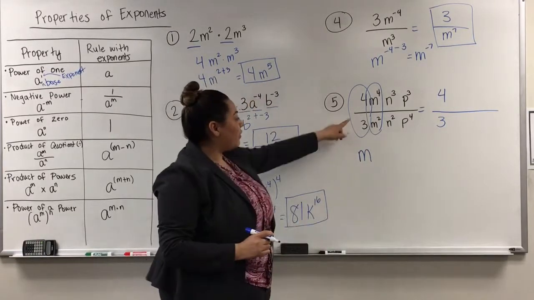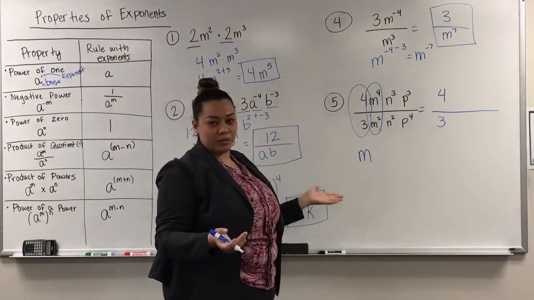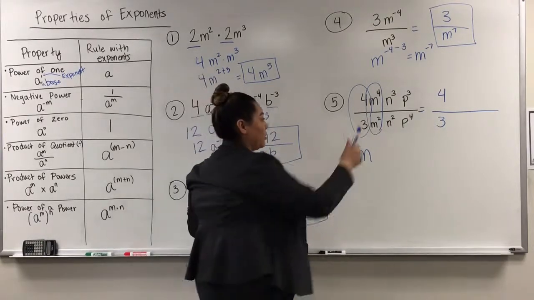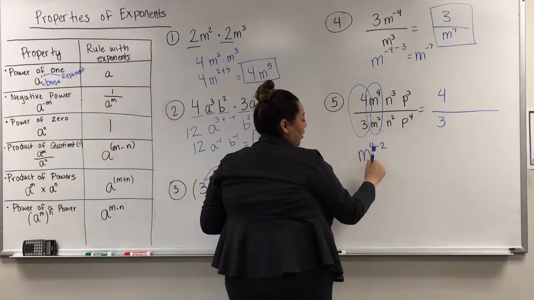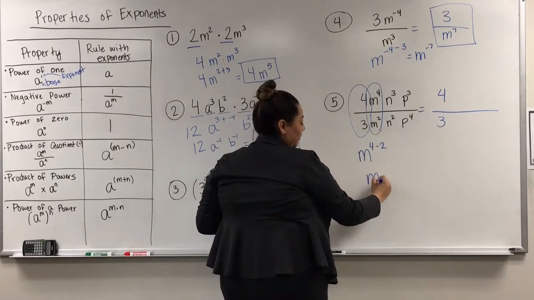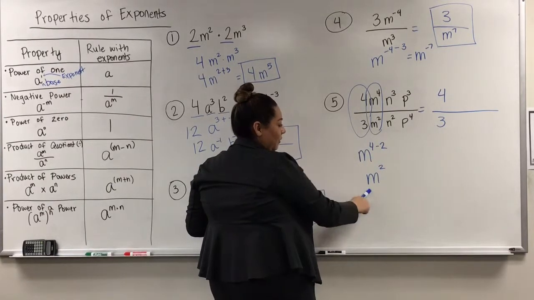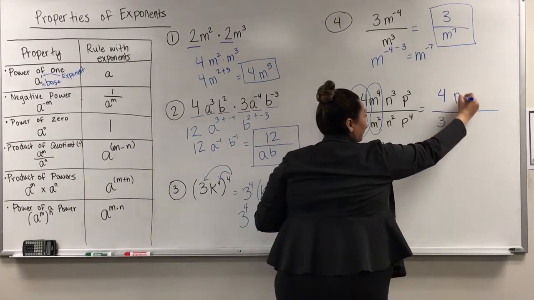We know that whenever it's a fraction or a division, that means we're going to be subtracting the top minus the bottom. Top number is a 4, bottom number is a 2. 4 minus 2 gives us 2. Since it's a positive, that goes to the top, so it'll be m squared.